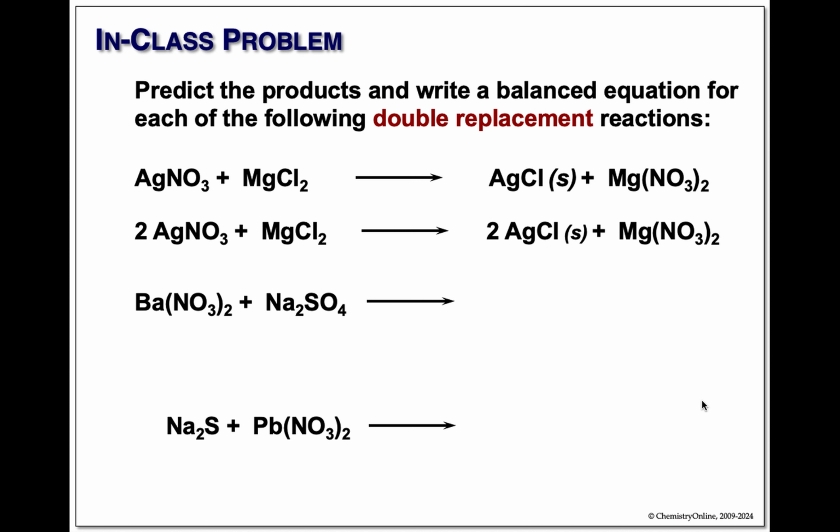Barium will pair with the sulfate, or barium sulfate, very insoluble. Sodium nitrate is left. We have two nitrates, only one. Two sodiums, only one. One barium, one sulfate. I think if we just double that, we'd be good.